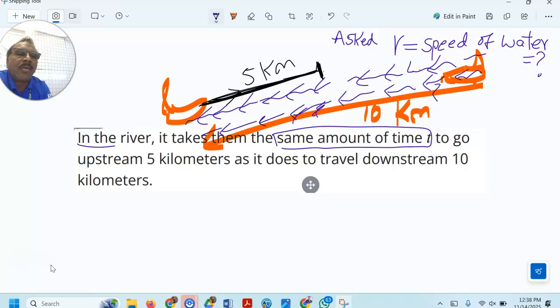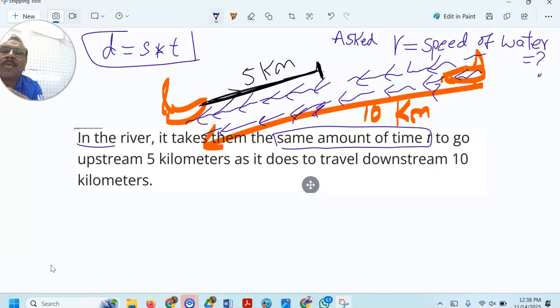So we have to use some kind of expression, and for this I'm going to show you from physics. Distance is speed times time. This is from science. If I want to travel from Tucson to Phoenix, whatever speed I go at, I multiply by the time I travel, and I get the total distance I cover. So we are going to use this first.